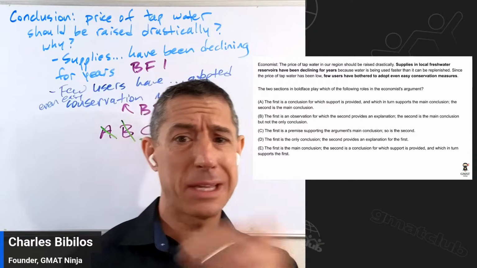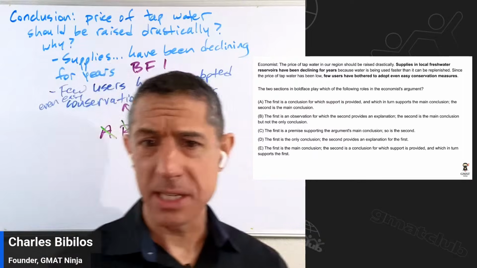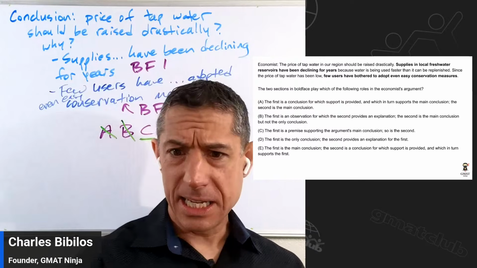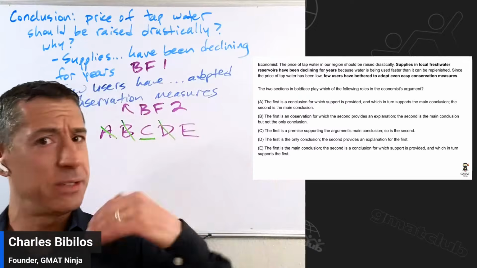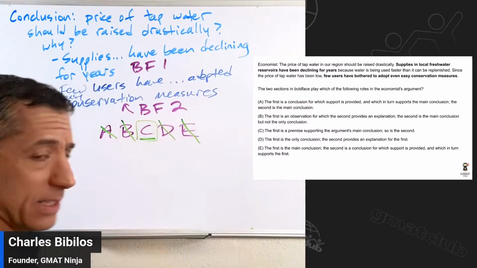D, the first is the only conclusion. The second provides an explanation for the first. We can get rid of that. We know the first is not a conclusion. And E, the first is the main conclusion. No, it's not. Second is a conclusion for which blah, blah, blah. I'm out. And our answer is C.